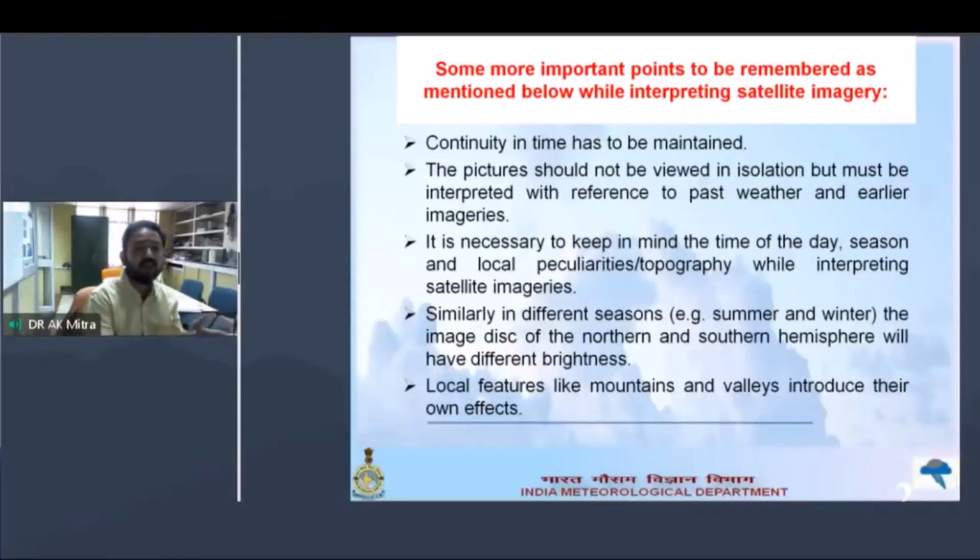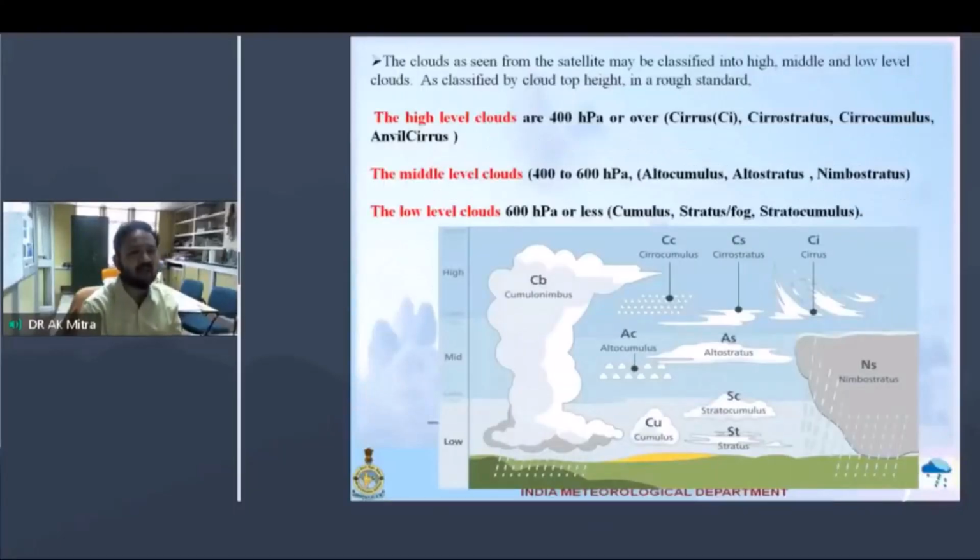So you have to be very careful; you cannot view any image in isolation. You have to keep in mind past weather, earlier imagery, the season, and your local topography. The similarity in different seasons, like summer and winter, has a different meaning in the northern and southern hemisphere. And local features like mountains and valleys are also very important, because they play a very important role. Like in this imagery, you can see how we are defining the clouds from the satellite imagery.